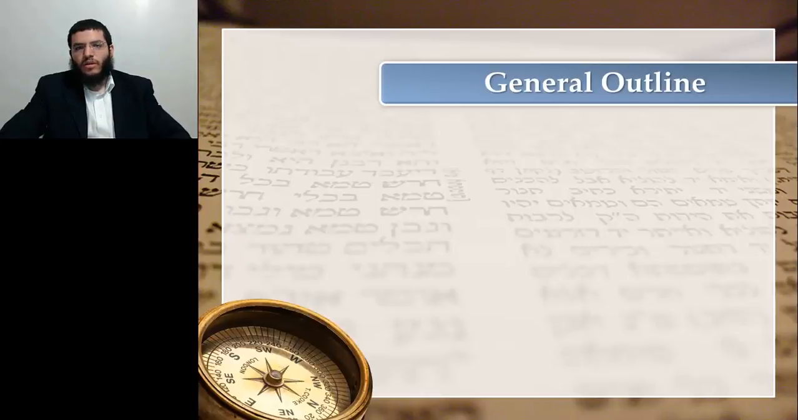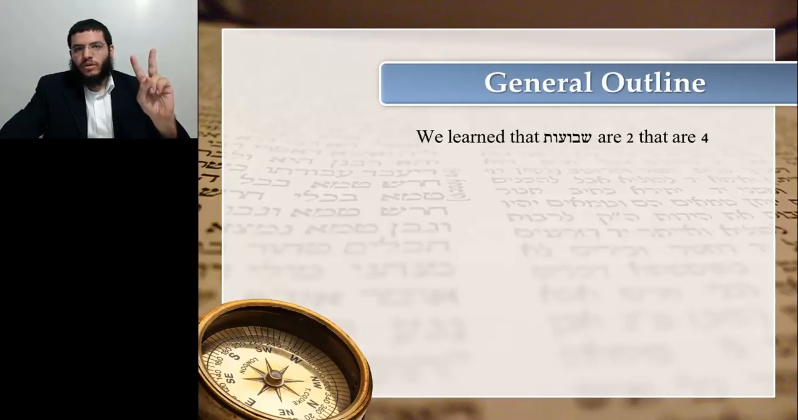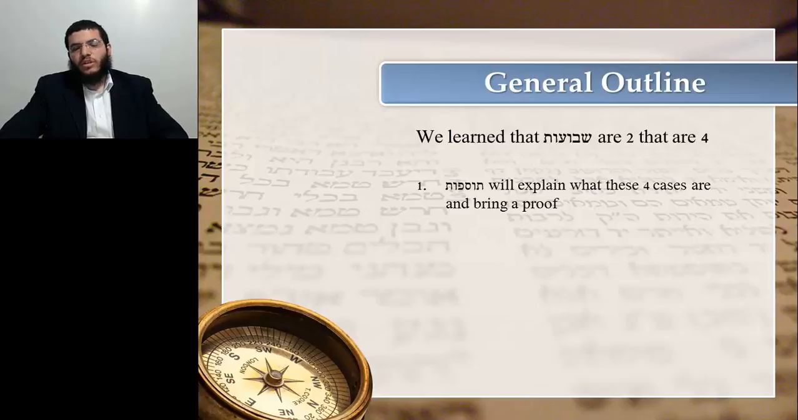Let's begin with a general outline of Tosfos. We presented the Mishnah from Masechta Shavuos that taught Shavuos Shtayim Shein Arba. When it comes to oaths, there are two cases that are four. Tosfos will come to explain two things. Number one is Tosfos will explain what these cases are. When we say Shavuos are two that are four, what are these two cases that are four?